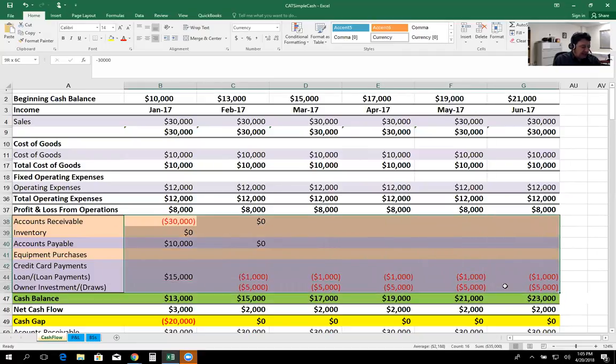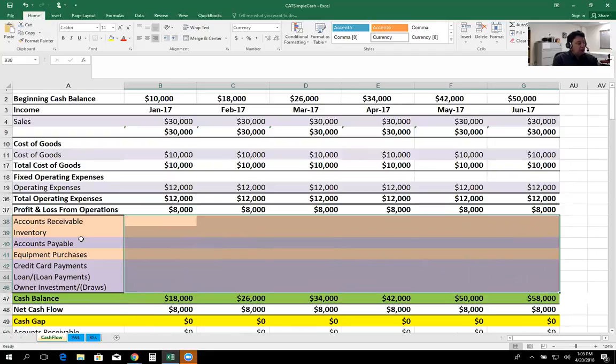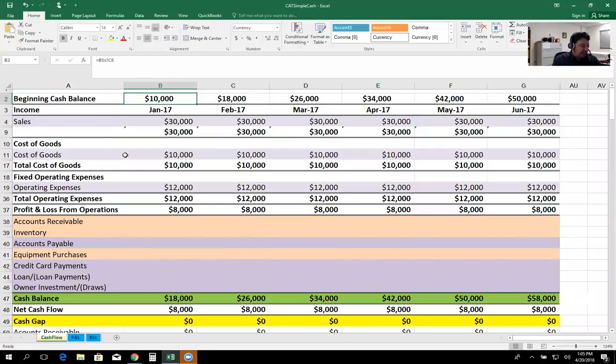And let me delete out these numbers that are in here, and we'll just start from scratch. Now, I started out with $10,000 in my checking account. So if I do $30,000 of sales, have $10,000 cost of goods, $12,000 of operating expenses, my profit and loss from operations would be $8,000. So in theory, I would go from $10,000 to $18,000 in cash balance because I've gained $8,000 from operations. But there are certain things that can happen that will prevent that from happening.